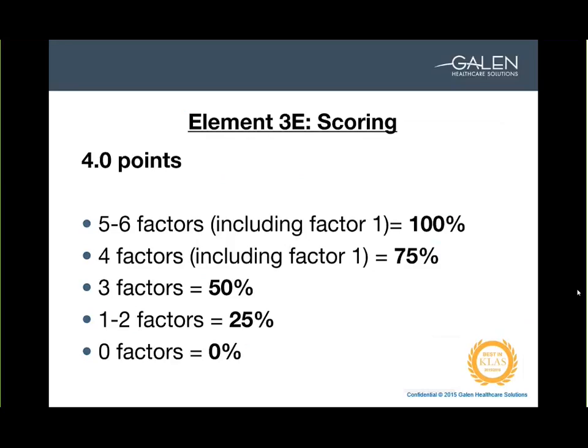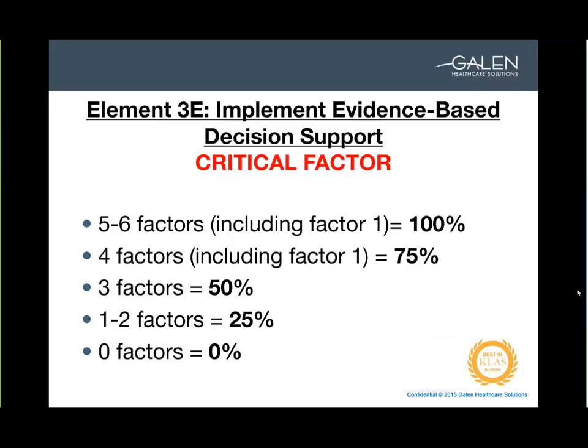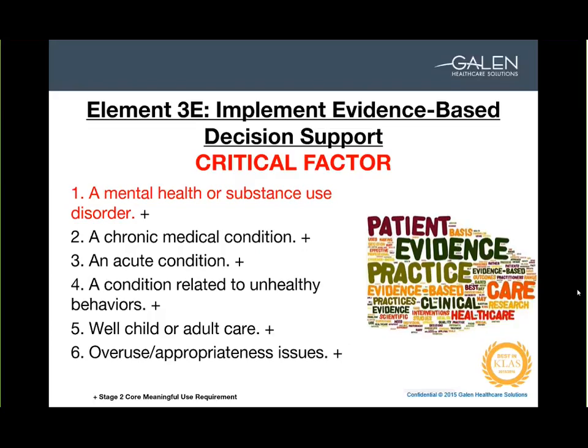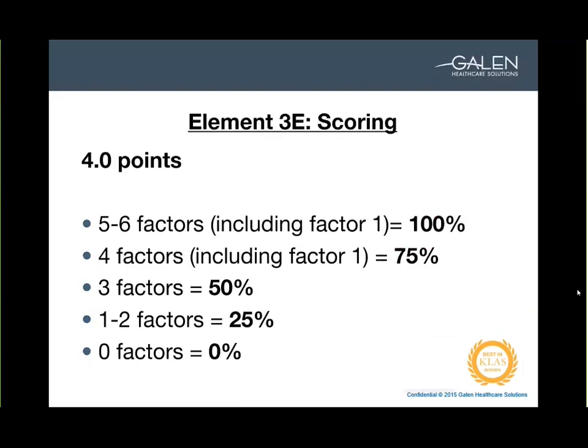4 points. There's no critical, I take that back, there was a critical factor. Number 1 is a critical factor, but remember this is one, and I gave you an example. In this case, to just get 75%, you have to include factor 1 because that's the critical factor. So here's an example where you can still get some points without the critical factor.